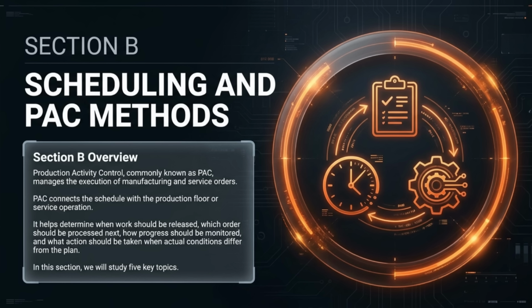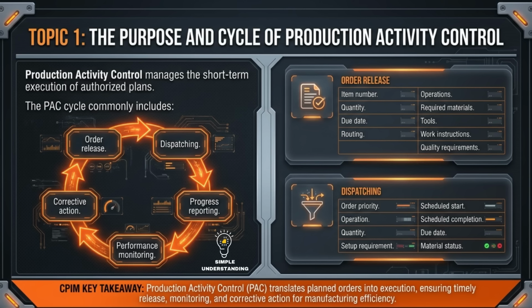In this section, we will study 5 key topics. Topic 1. The purpose and cycle of Production Activity Control. Production Activity Control manages the short-term execution of authorized plans. The PAC cycle commonly includes order release, dispatching, progress reporting, performance monitoring, and corrective action.